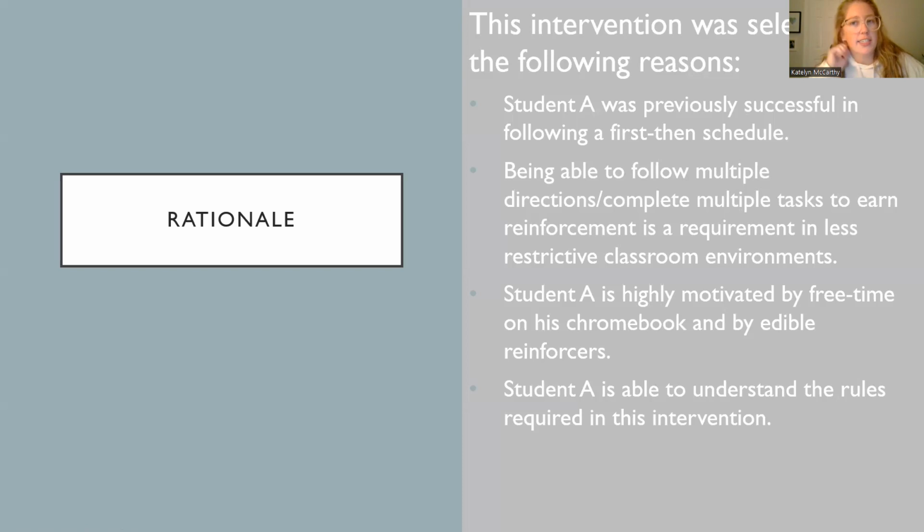The rationale for selecting this intervention was that student A has been previously successful using a first-then schedule, but he does now struggle with completing multiple tasks without receiving reinforcement after each one. He is completing work at an academic level similar to his general education peers. So it's the hope of his family and teachers that he will move to a less restrictive classroom, possibly an inclusion setting. In this sort of setting, he will need to be able to complete multiple directives and multiple tasks before receiving reinforcement. So our hope with this intervention is to prepare him for that. He is highly motivated by free time on his Chromebook and by edible reinforcers, which makes this a good intervention to use, and he is able cognitively to understand the rules required to earn his reinforcement.